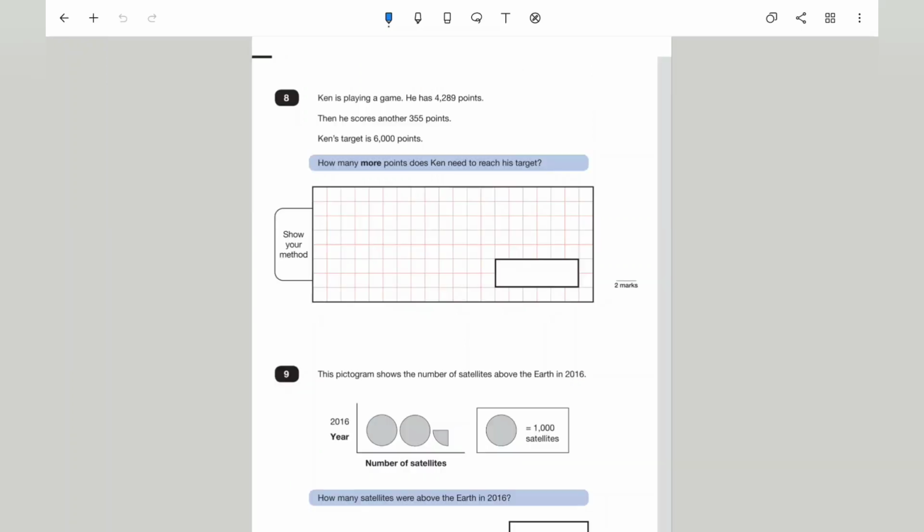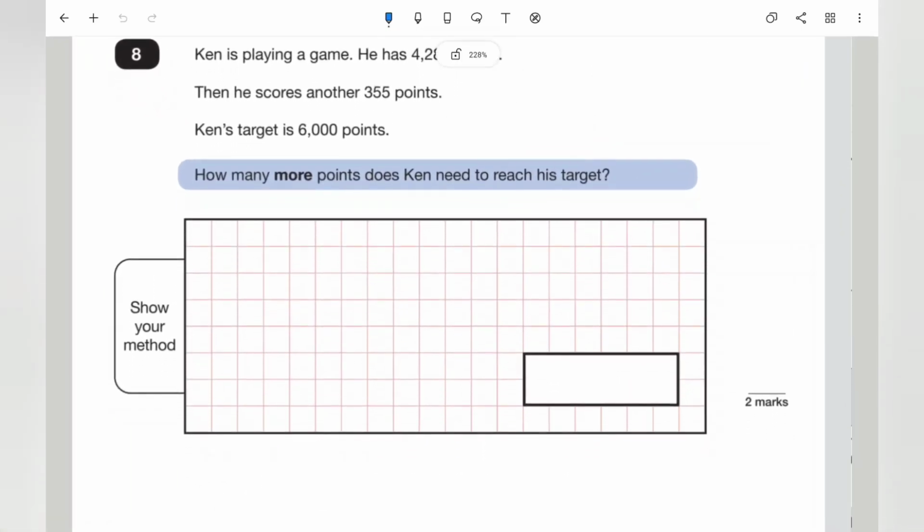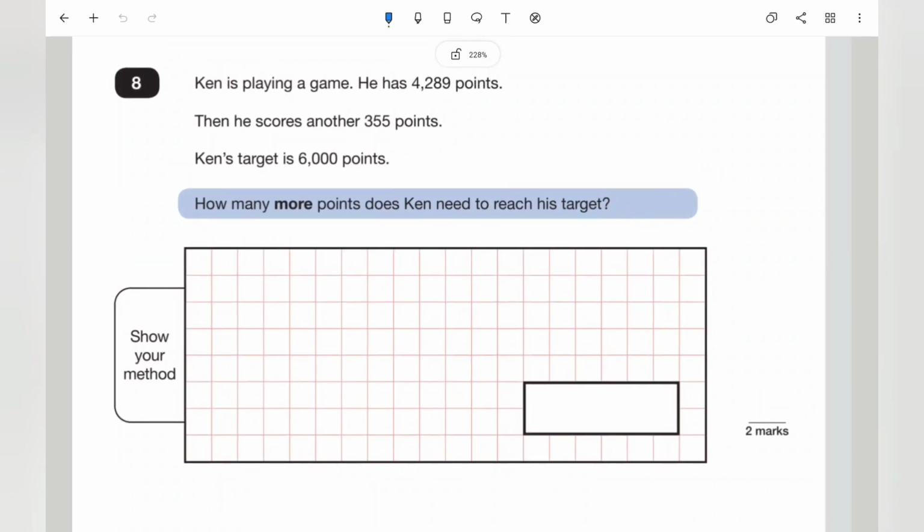Here we have a different type of question. If I just zoom in, it reads, Ken is playing a game. He has 4,289 points. Then he scores another 355 points. Ken's target is 6,000 points. That's important. How many more points does Ken need to reach his target? So let's work out the total. Let's work out how many points he has actually achieved.